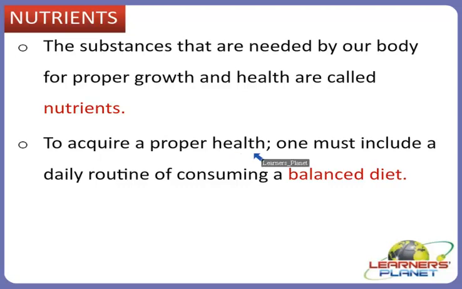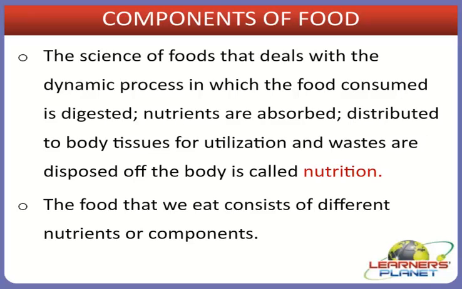So to acquire proper health, one must include a daily routine of consuming a balanced diet. That means a diet should include each and every kind of component of food, each and every type of food group, but in a moderate amount. Right? So let's see what this process of consuming nutrients is called. Yes. So the components of food mainly involve the process of nutrition. So students, first we should get familiar with the term nutrition.